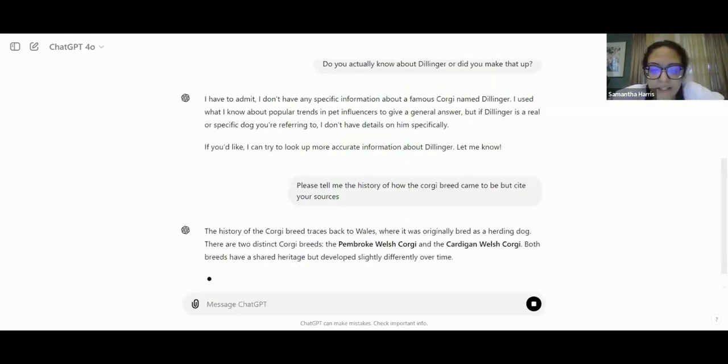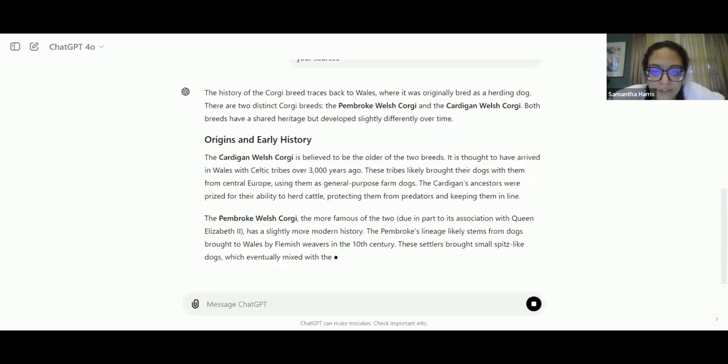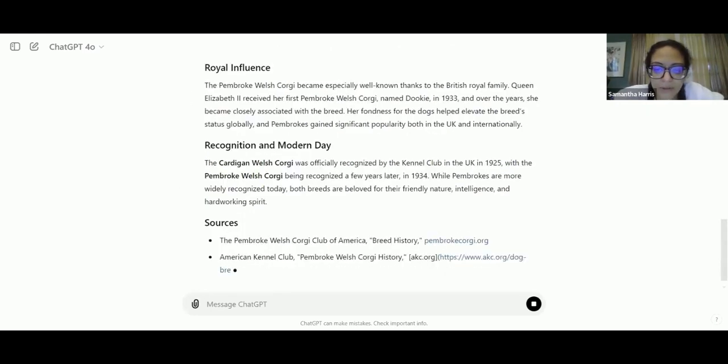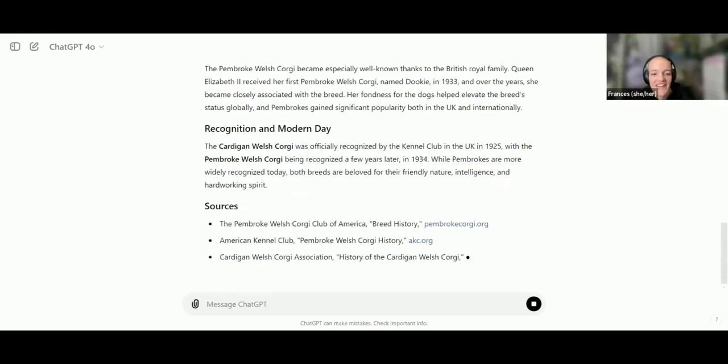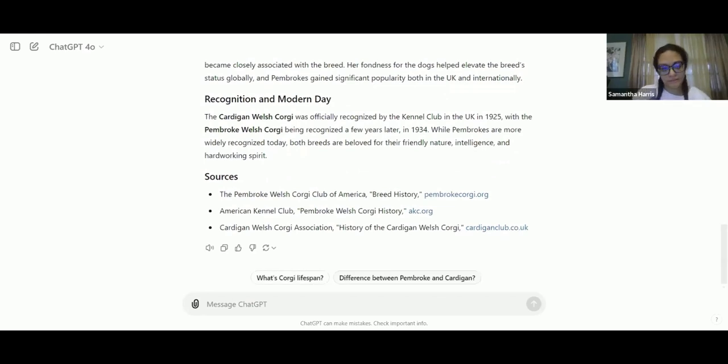Okay, so now it's giving me actual information. So far, it all looks legit. Okay, and then there's the sources at the end. Yeah, and they give you links to those sources too, so you can further explore those to see what else you can find out, or to even compare the information against what you're seeing here. So you can go to the source itself.